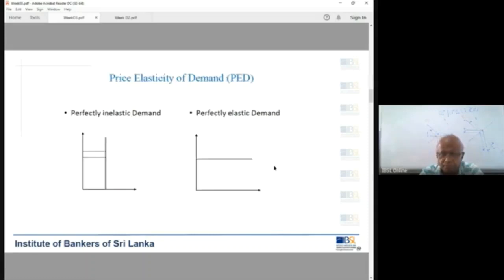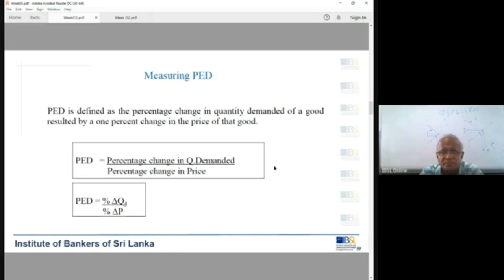Right? Now the definition and formula. Here we are going to calculate some numbers.